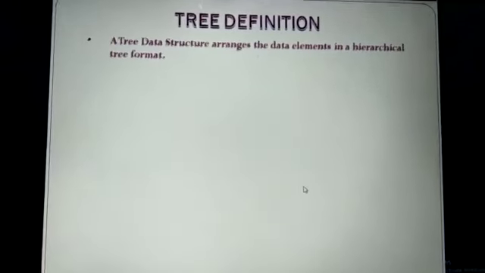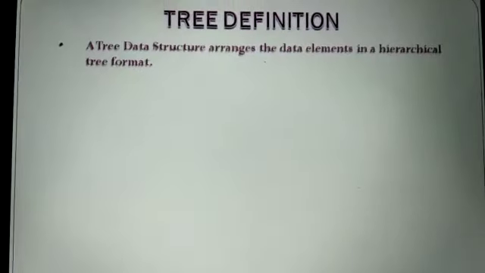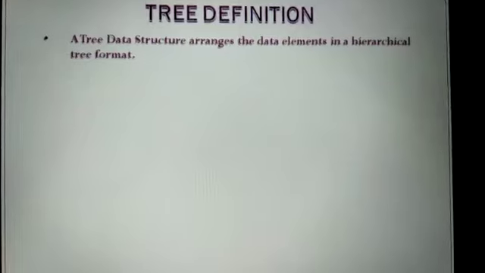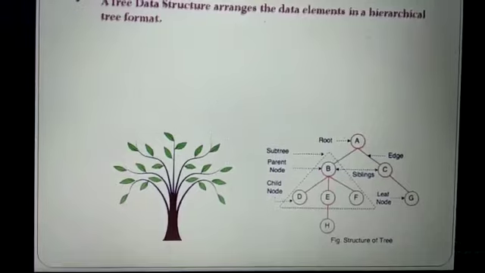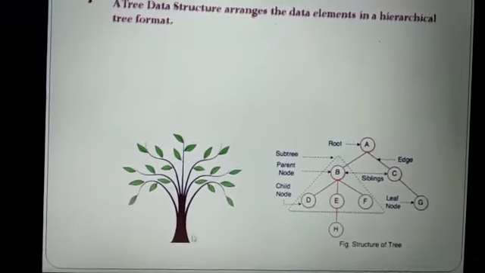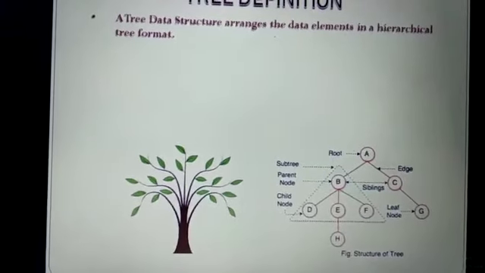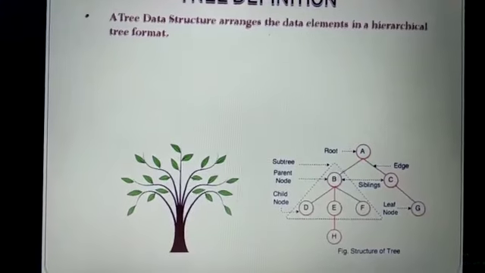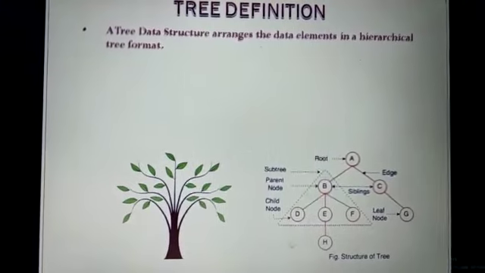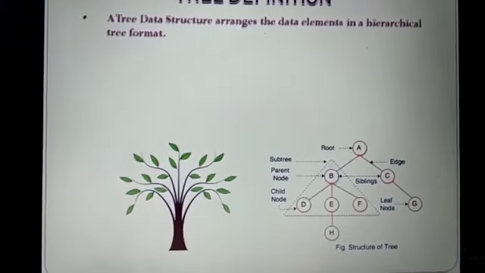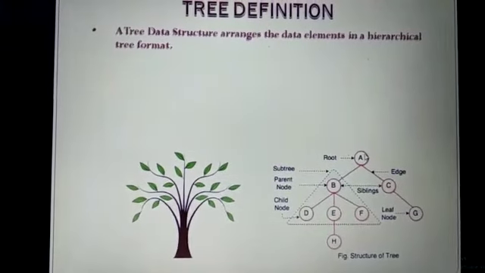A tree data structure arranges the data elements in a hierarchical tree format. In everyday life we are seeing many natural trees. The natural trees have a root, branches and leaves. Like the same, our tree data structure also has a root, leaves and branches. The natural tree grows from bottom to top, but our tree data structure grows from top to bottom.